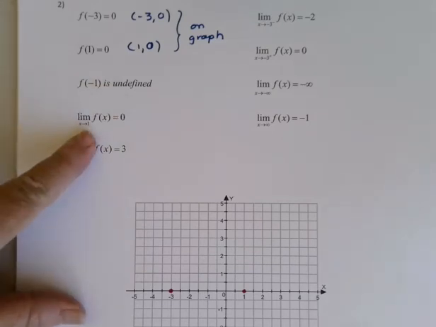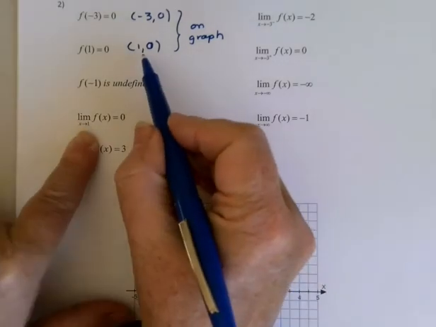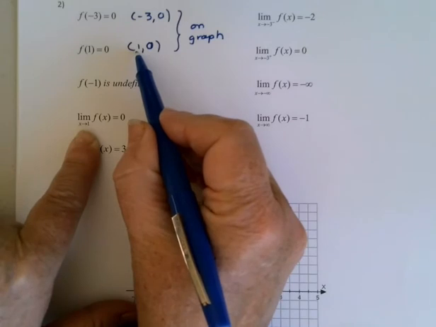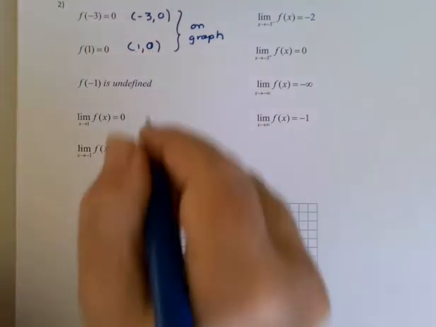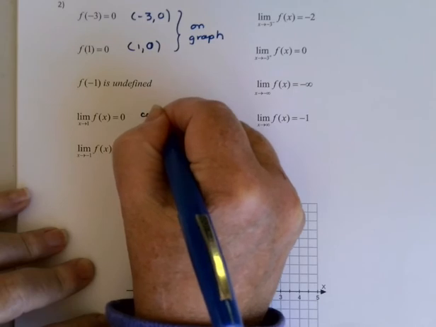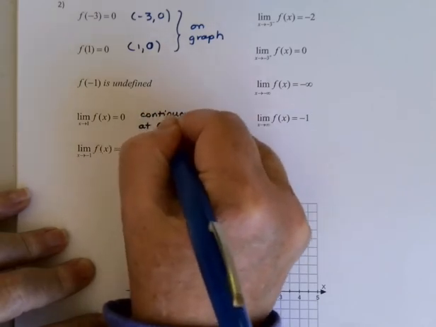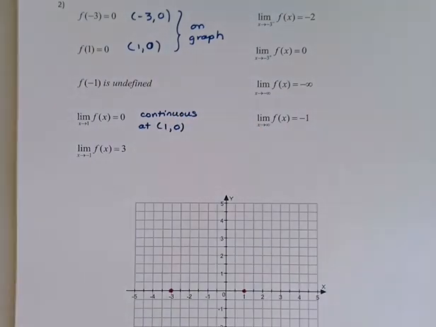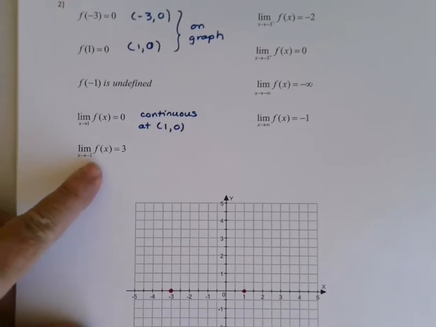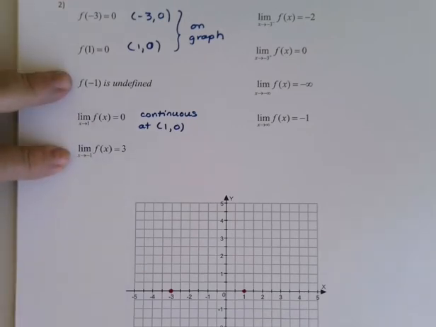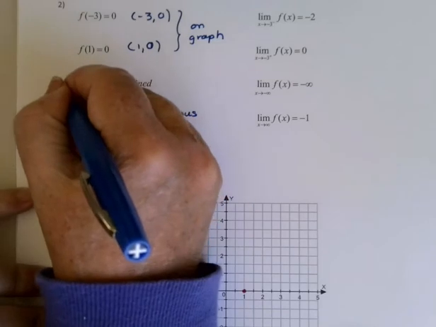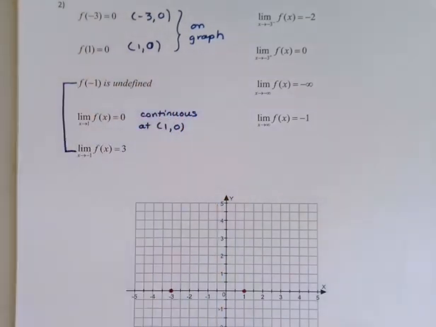All right, the limit as x approaches 1 is 0, and that corresponds exactly with the point 1, 0. So that's telling me that this function is going to be continuous at 1, 0. Nothing weird happens there. And here's the additional information I need to help me interpret what's going on at -1. So these two pieces of information together are going to help me figure this out.